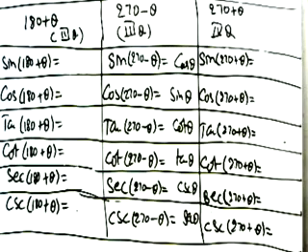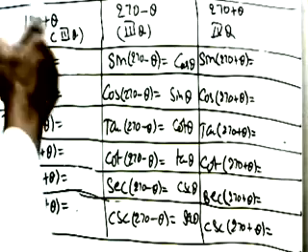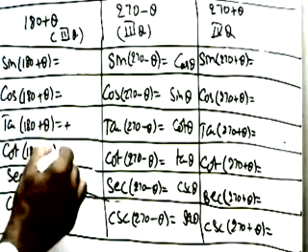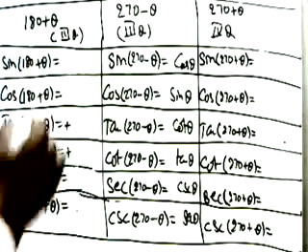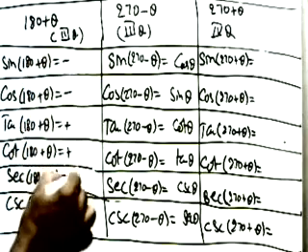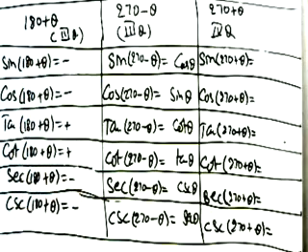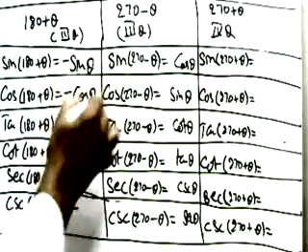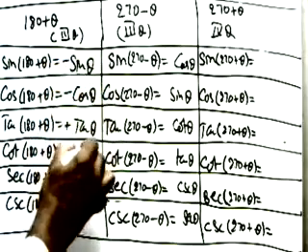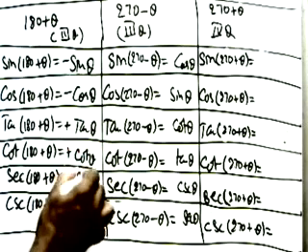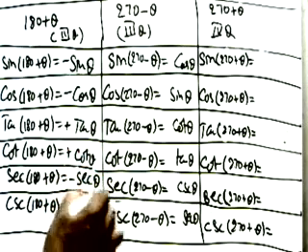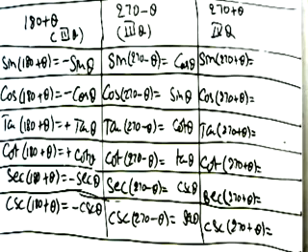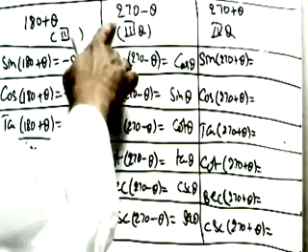Now you see the next one, 180 plus theta lies in the third quadrant. In the third quadrant, tan is positive, its reciprocal is positive. The remaining are negative. And for 180 there is no change. So sine theta remains sine theta, cos theta remains cos theta, tan theta, cot theta, sec theta, and cosec theta remain the same. So suppose cosec of 180 plus theta, we will say it is minus cosec theta.